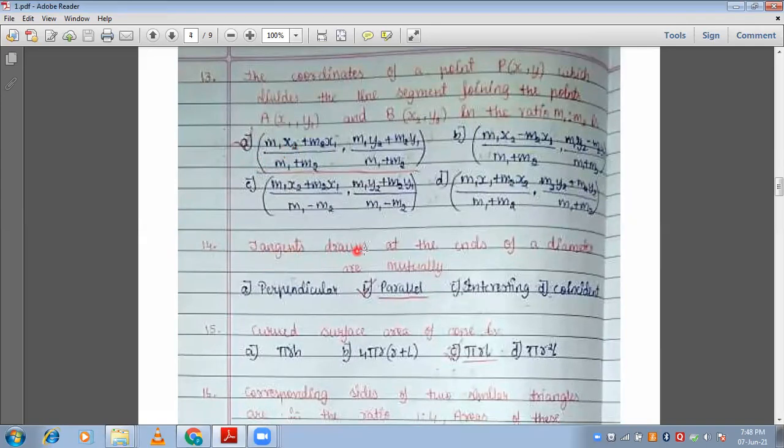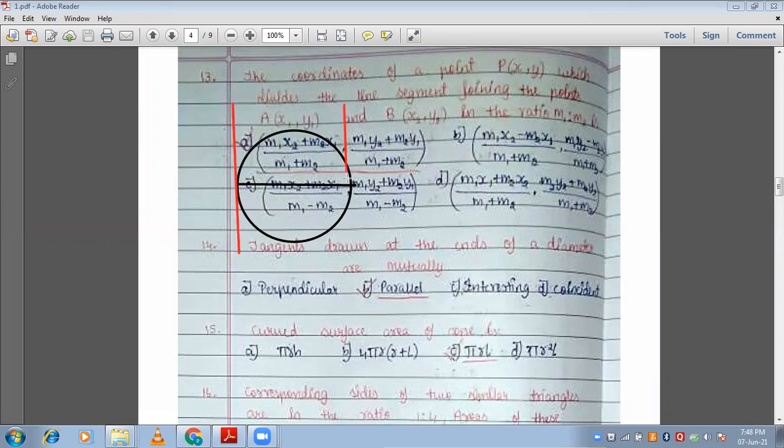Next, 14th question: tangents drawn at the ends of a diameter are mutually dash. Now, this is a circle, and this is a diameter. For this diameter, you need to construct tangents. Draw tangents at the ends of the diameter. Then these tangents are mutually parallel. The first tangent is parallel to the second one. So option B is correct.